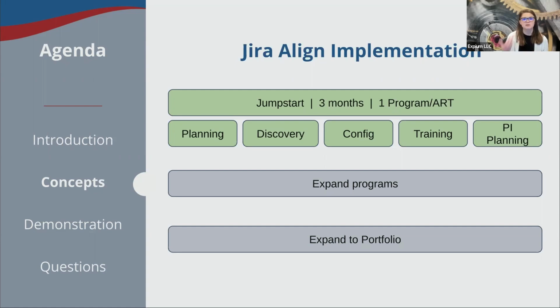We do discovery, learn about your current process, where you're at, where you want to go. And then we start configuring Jira and typically Jira Software as well. We train your users, and then that all leads up to a PI planning event where you're actually using these tools to execute that PI planning and then executing the PI. Of course, throughout this, we're doing validation, making adjustments. And then after we get through that first program, we can start expanding to other programs and potentially the portfolio as well.